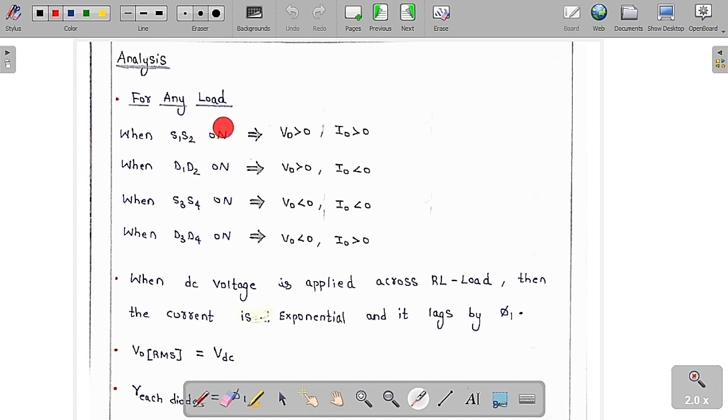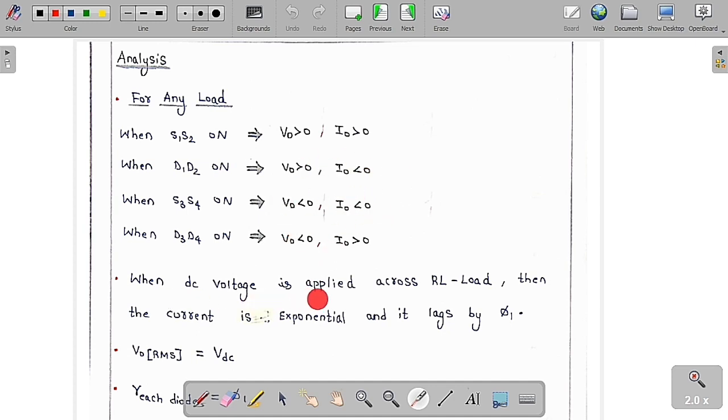For any load, whenever S1, S2 are on, the output voltage is positive and the output current is also positive. Whenever D1, D2 are on, the output voltage is positive and the output current is negative. Whenever S3, S4 are on, the output voltage is negative and the output current is also negative. Whenever D3, D4 are conducting, the output voltage is negative and the output current is positive. These are the things we get from the circuit itself.